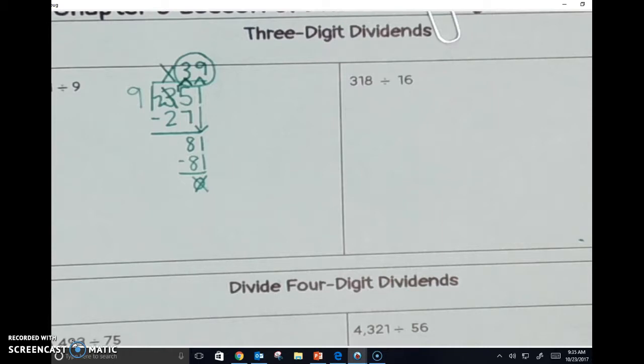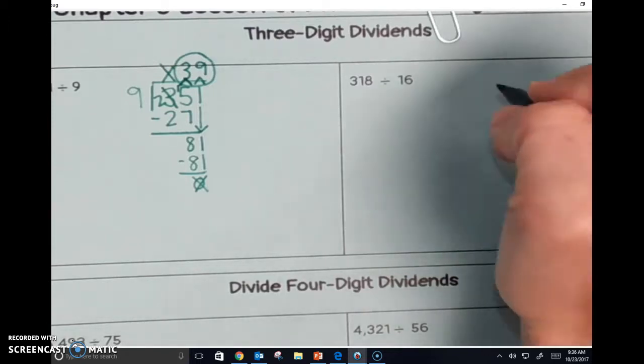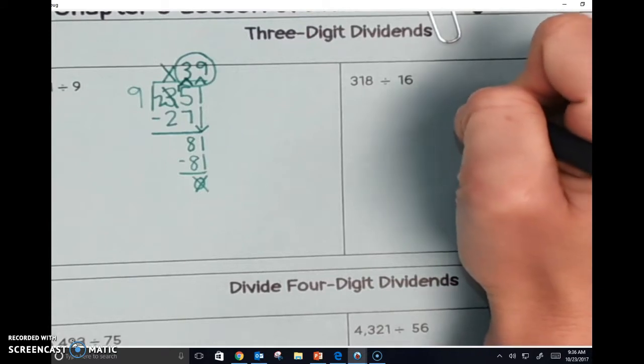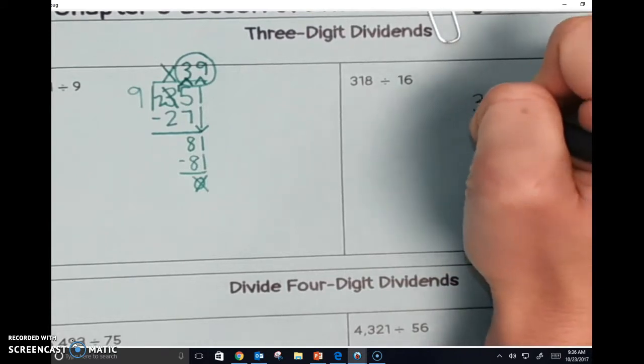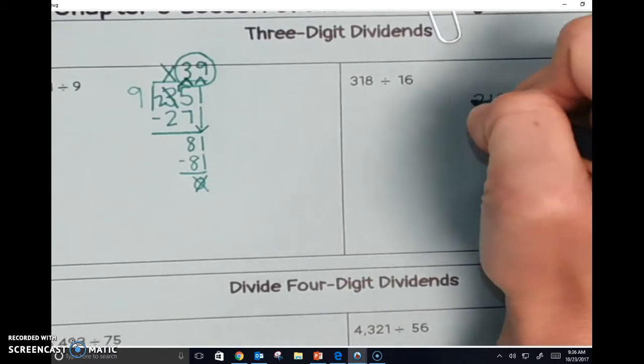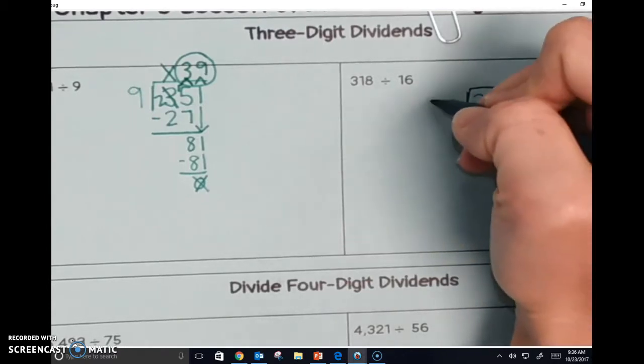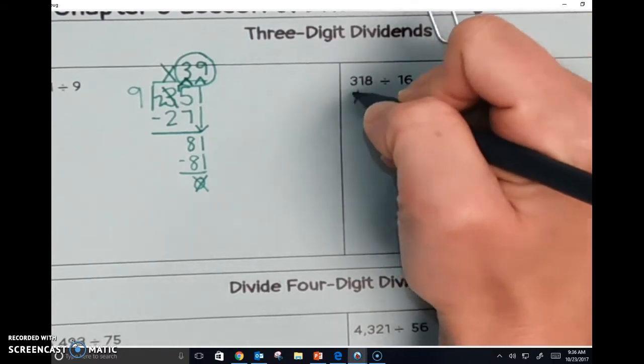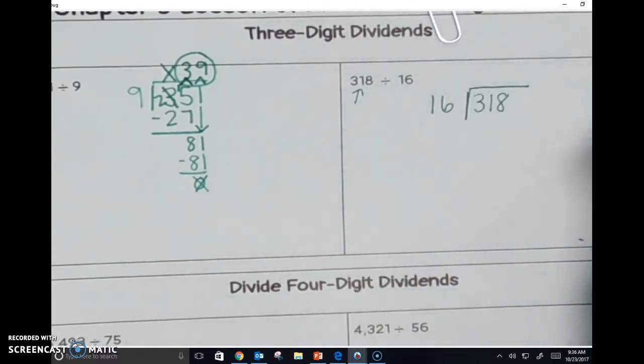This next problem is a little bit more challenging because of the 2-digit divisor. We have 318. Is that the dividend or divisor? That's the dividend. And the next one is the divisor. So, dividend, divisor. Okay, so let's take a look at this one.